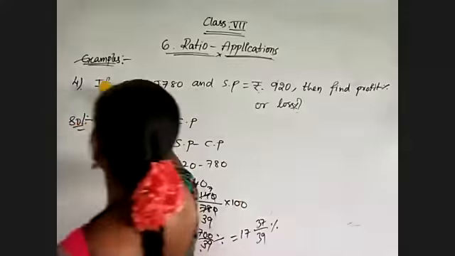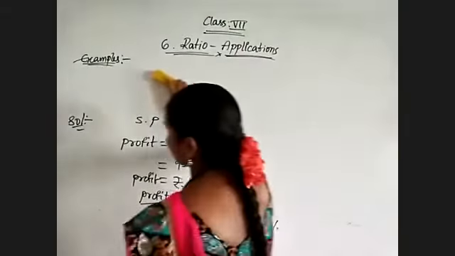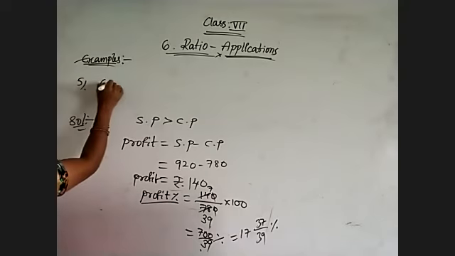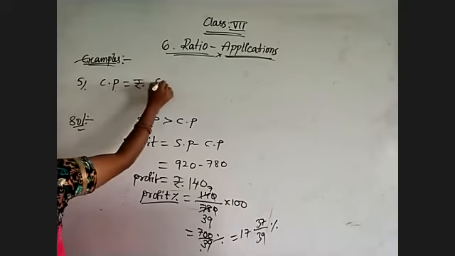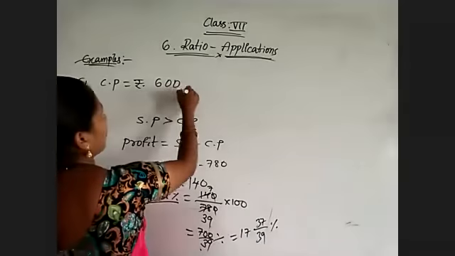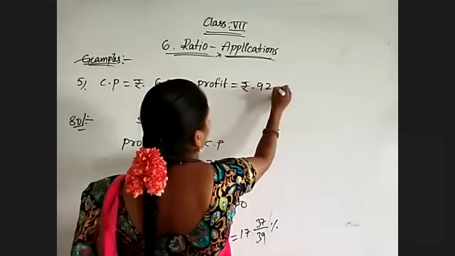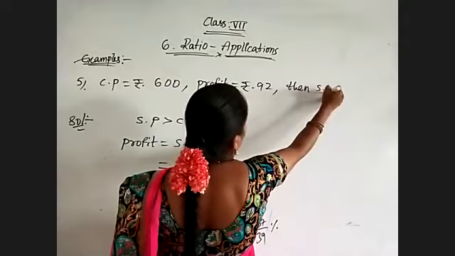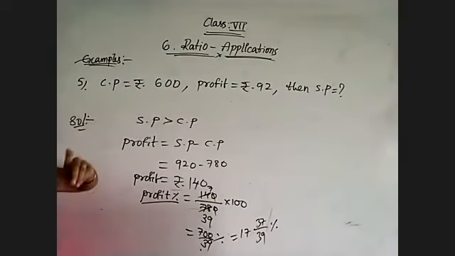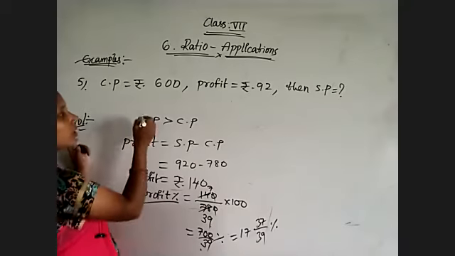Now coming to the next example. If they are given CP equal to 600 rupees and profit equal to 92 rupees, suppose, then which value is missing? SP only, yes or no? CP and profit are given, only SP is remaining. So in terms of CP and profit, what will be the formula for SP?